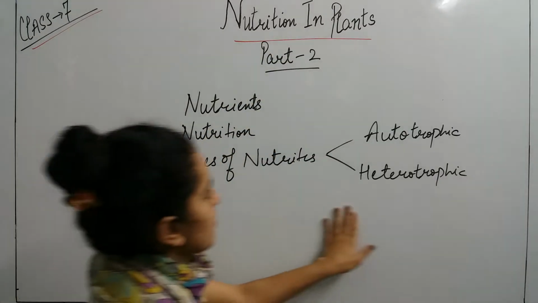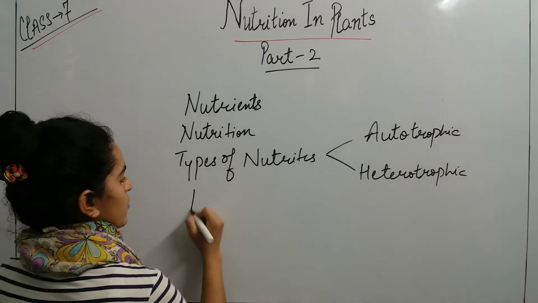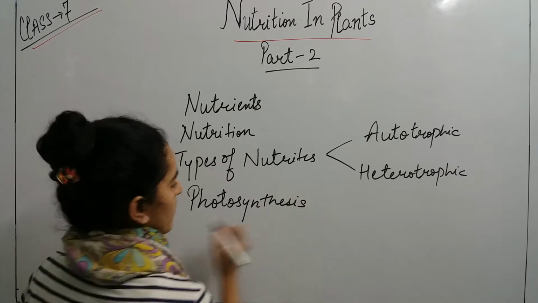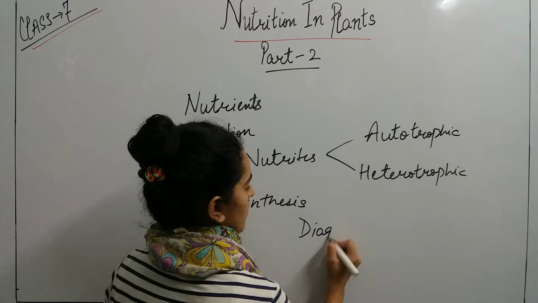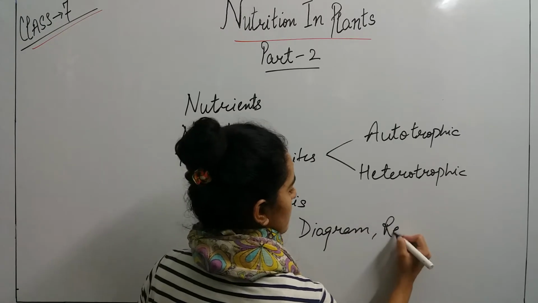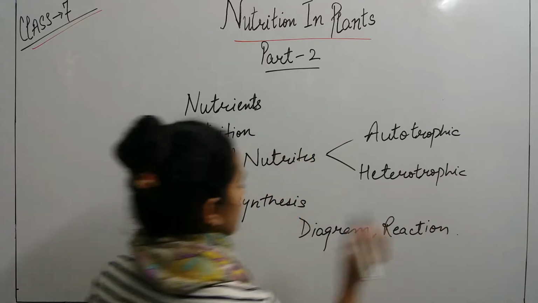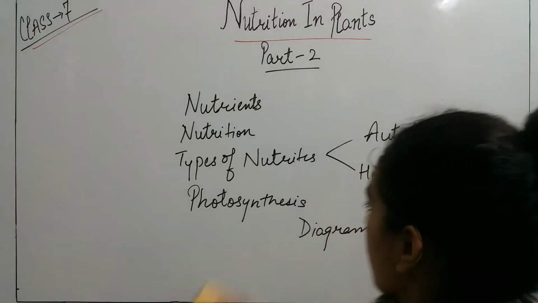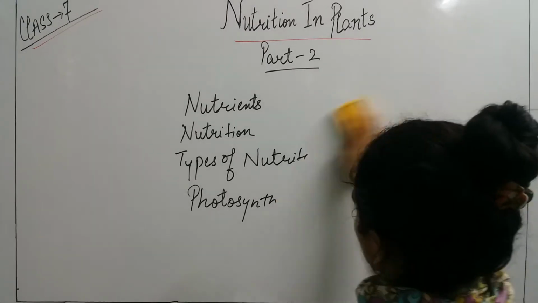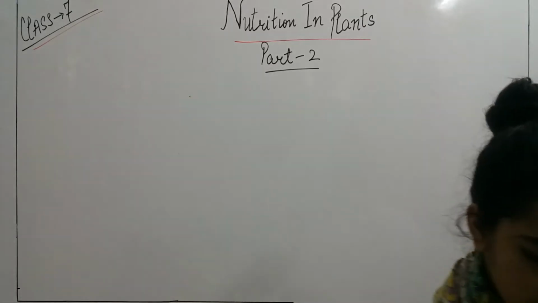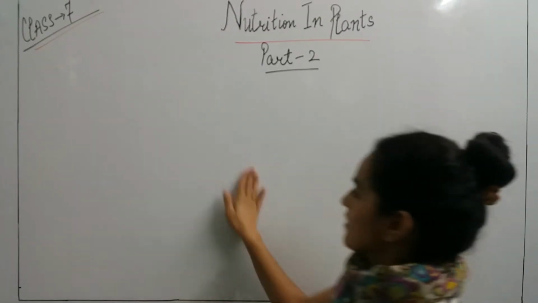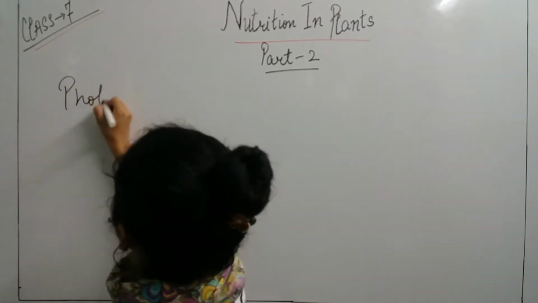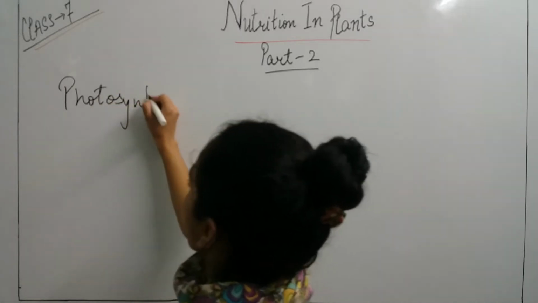Nutrients, nutrition, types of nutrition, photosynthesis, with diagram and reaction. Okay. So today we will do the pending part of the chapter. We will start with, okay, let's complete the pending points of photosynthesis. What is photosynthesis? We have already discussed about it.